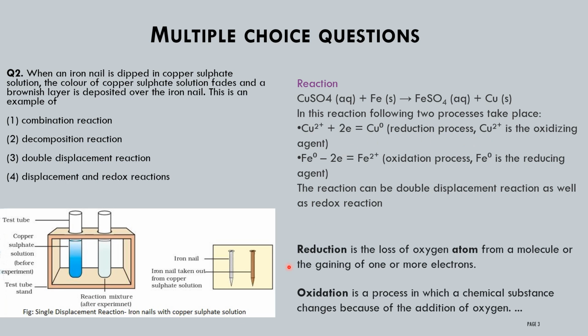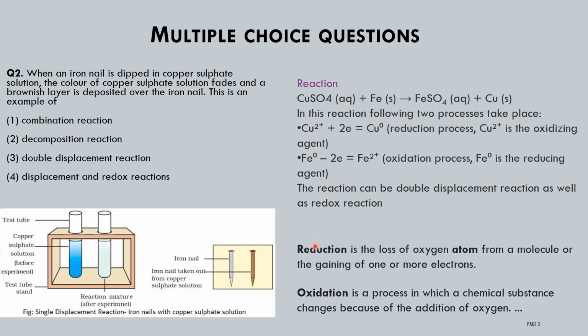What is meant by reduction? Reduction is the loss of an oxygen atom from a molecule and the gaining of one or more electrons. Here you can observe copper loses oxygen, therefore it is a reduction reaction in one way. In the other way, Cu2+ accepts 2 electrons, then you get copper.